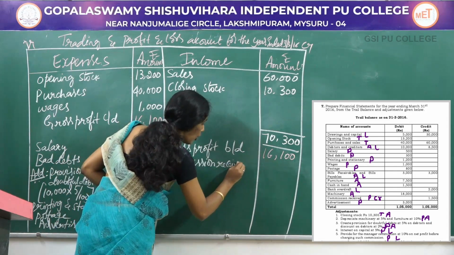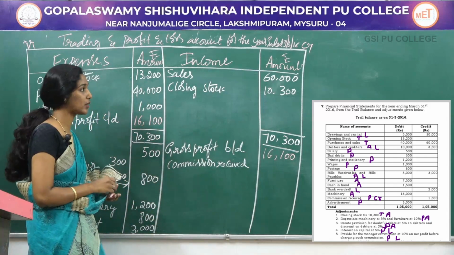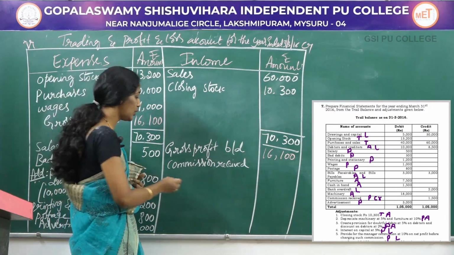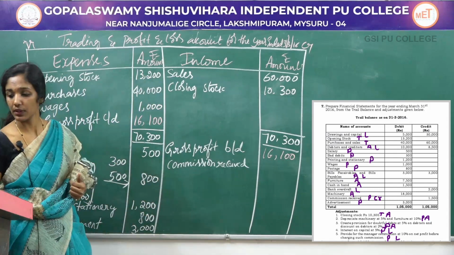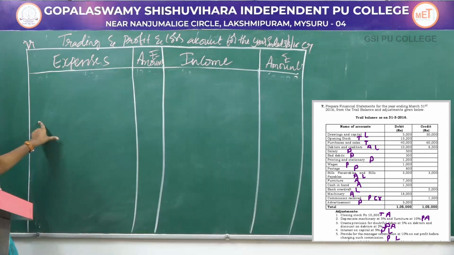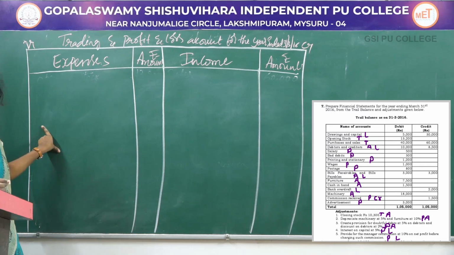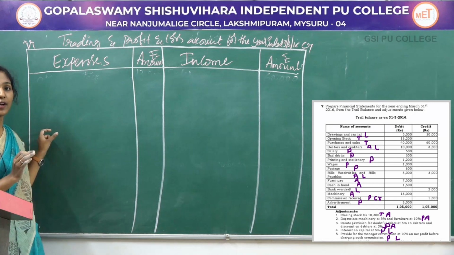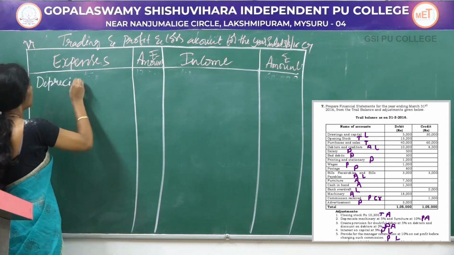Commission received is always income to the business, so that's why we have to record it on the credit side of the profit and loss account. What is the amount of commission received? That is 1,500. The second adjustment is depreciate machinery at 5% and furniture at 10%. Depreciation must be calculated on the debit side of the profit and loss account.